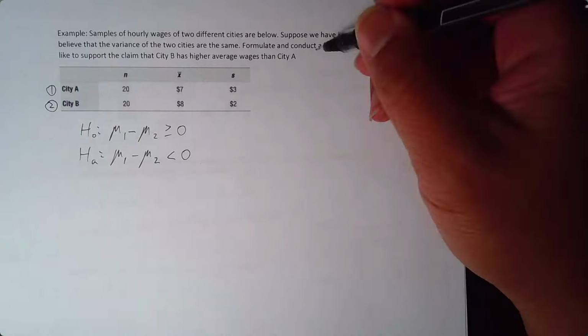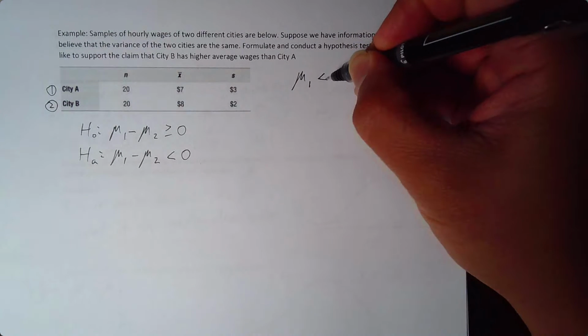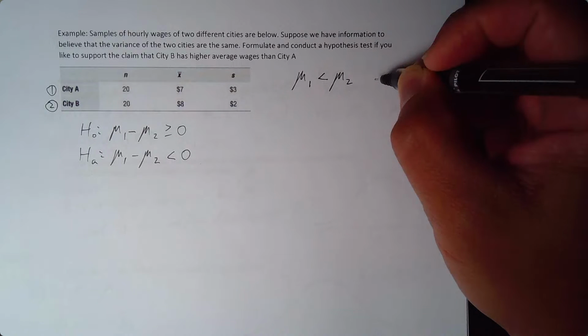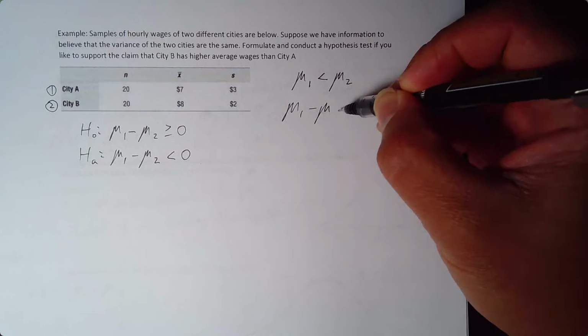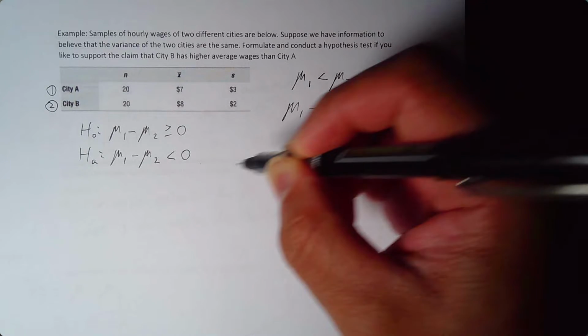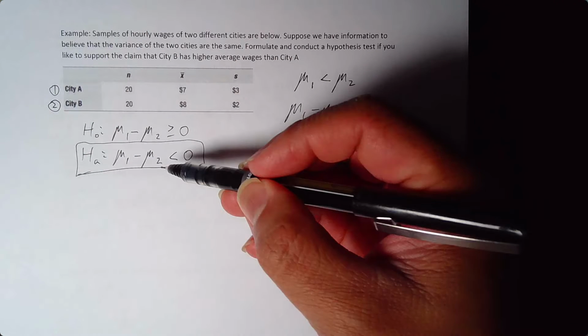What this is saying is mu 1 is less than mu 2. So if you write this down, then mu 1 minus mu 2 is going to be less than 0. This is the claim that we'd like to support. Therefore, it must be in the alternative.